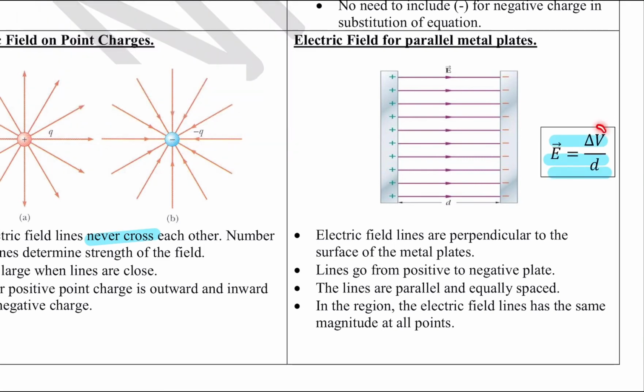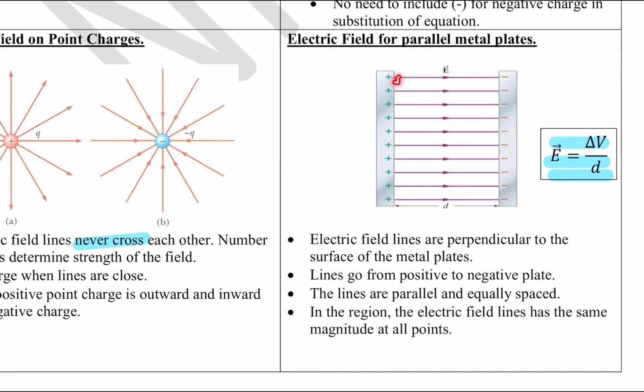Okay, delta V will be the potential difference between these two plates. D will be the distance between these plates lah. Okay, kalau ni positif, ingat positif keluar, negatif masuk, so kita boleh lukis electric field lines are perpendicular to the surface of the metal plates. So ni metal plates, so perpendicular, so ni 90 darjah lah.